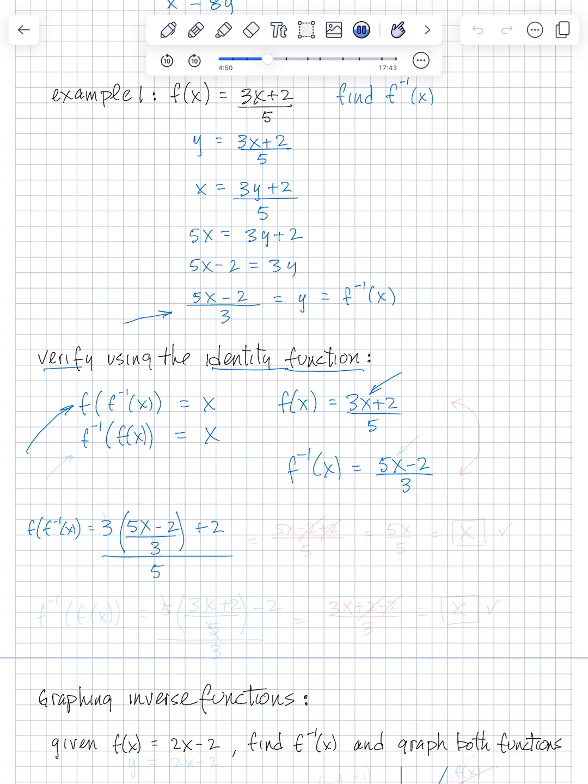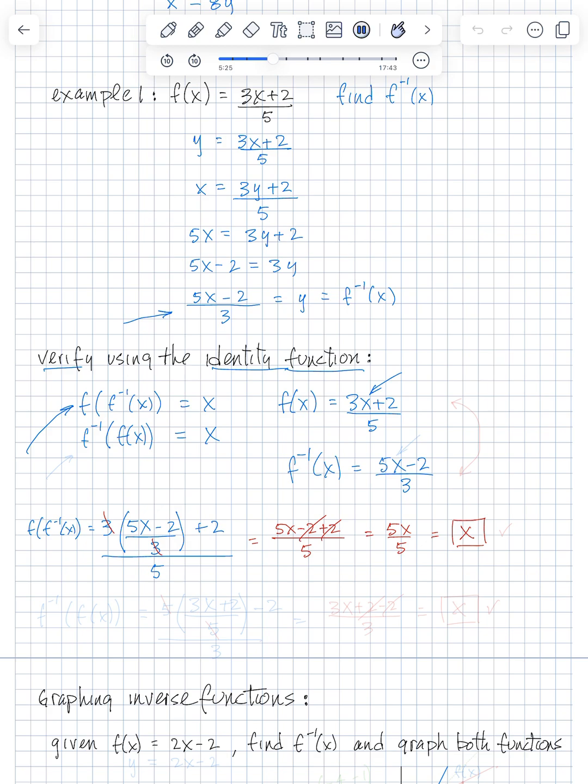So let's simplify that. Well, we can do that. So the 3's are going to cancel, and that's left with 5x minus 2 plus 2 in the numerator. And we have a 5 in the denominator. Well, the minus 2 and plus 2 cancel, so we have 5x over 5, which is equal to x. So that one checks. Now they both have to work for the whole thing to work.